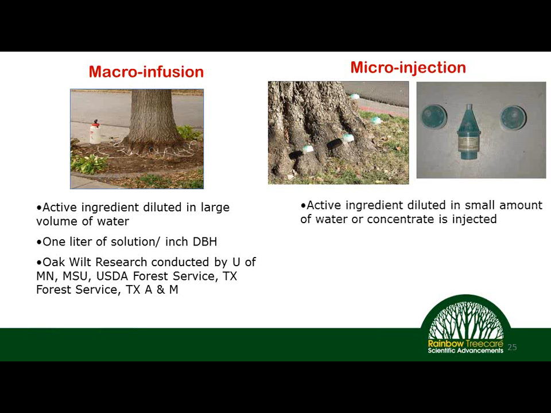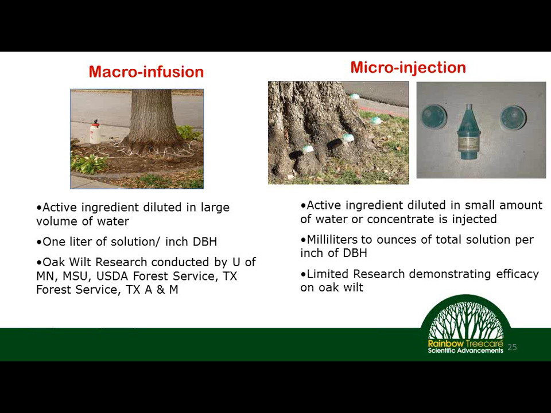Micro-injection is where the active ingredient is diluted in a small amount of water, or where you're directly injecting the concentrated fungicide right into the tree. And there are a few different products that are registered and labeled for oak wilt. That doesn't necessarily mean that these products are effective. And really at this point there's very limited research demonstrating the efficacy on oak wilt.